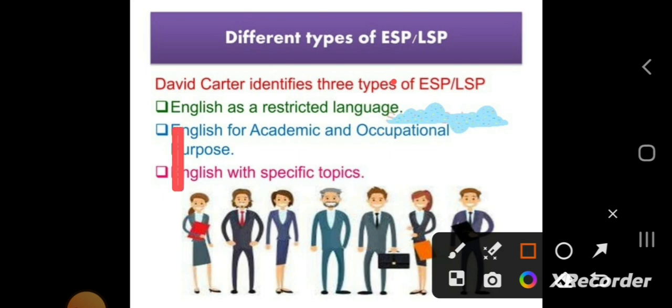English with specific topics. This type involves teaching English related to specific topics or content areas such as English for engineering, English for tourism, or English for finance. The emphasis is on integrating language learning with subject matter knowledge and skills relevant to a particular field or discipline. Each type of ESP or LSP aims to equip learners with language proficiency and competence tailored to their specific needs and context, ensuring practical application and effectiveness in real-world situations.